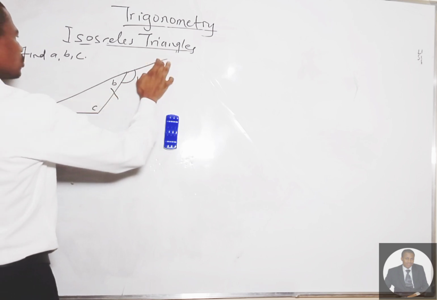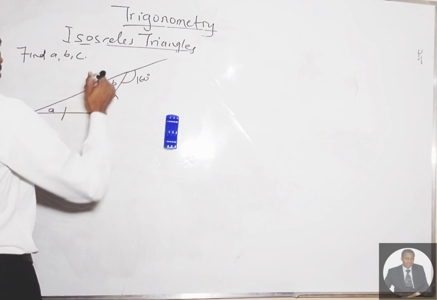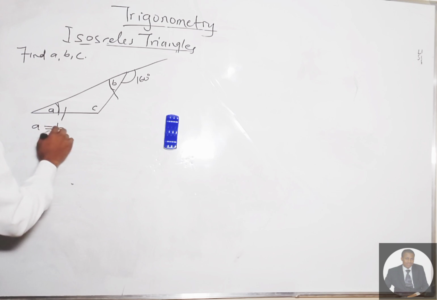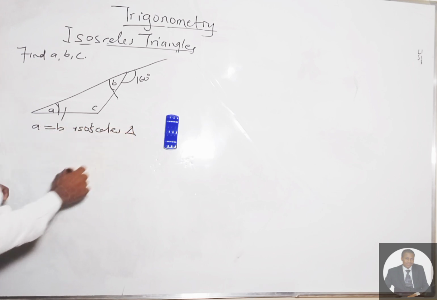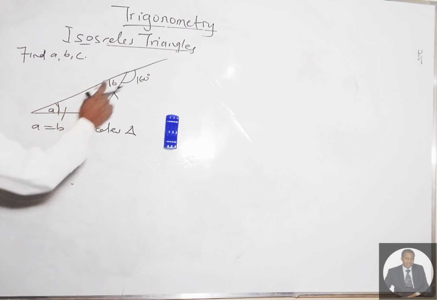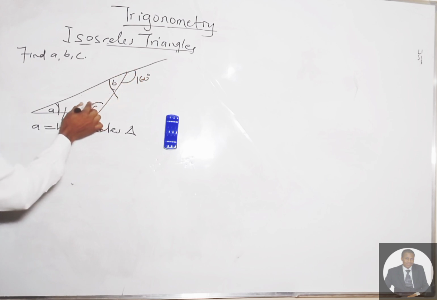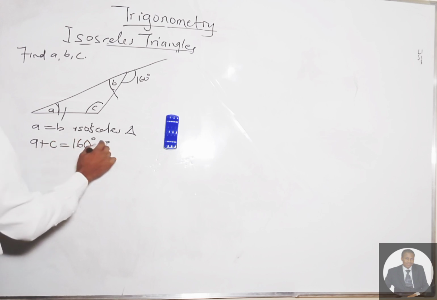This is an exterior angle. This is an isosceles triangle. These are the base angles here and here. So it means A is equal to B because it's an isosceles triangle. And we also said that an exterior angle is equal to the two interior angles facing it. The angles facing this 160 degrees are A plus C. A plus C equals 160 degrees.